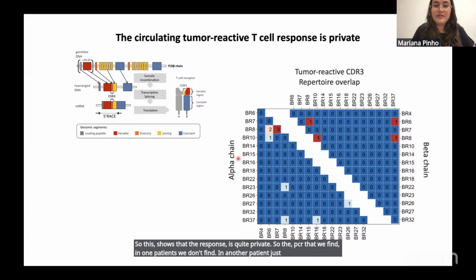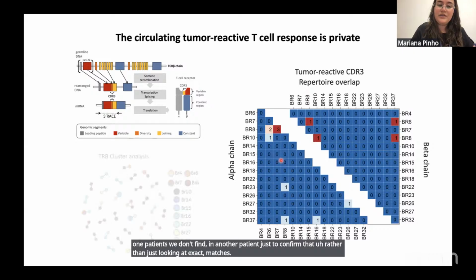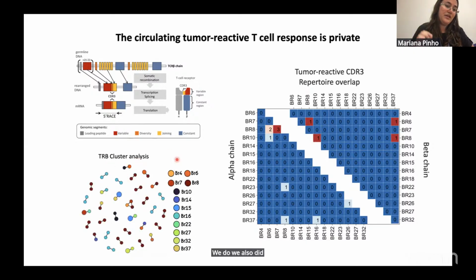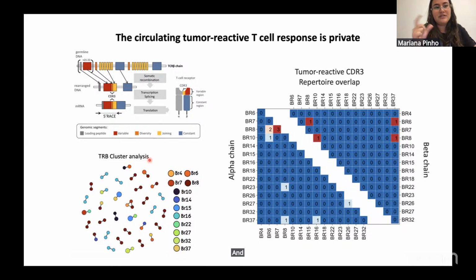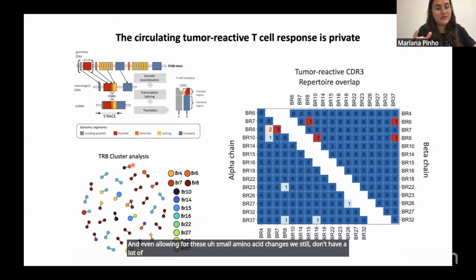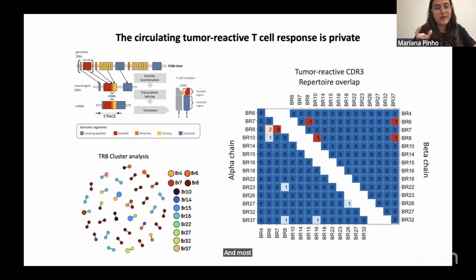Just to confirm that, rather than just looking at exact matches, we also did clustering analysis with GLIPH2, where we look into the sequences and it allows for a little bit of amino acid changes between the sequences. And even allowing for these small amino acid changes, we still don't have a lot of shared sequences, and most of the shared sequences are between 2 TCRs of the same patient.